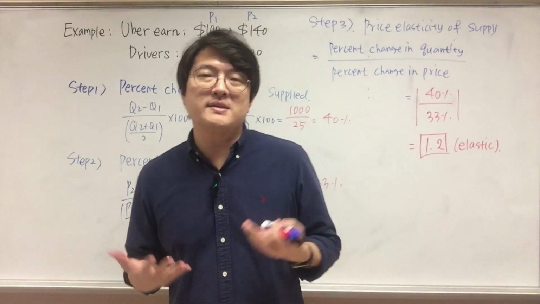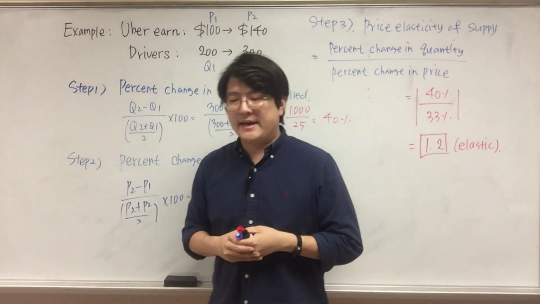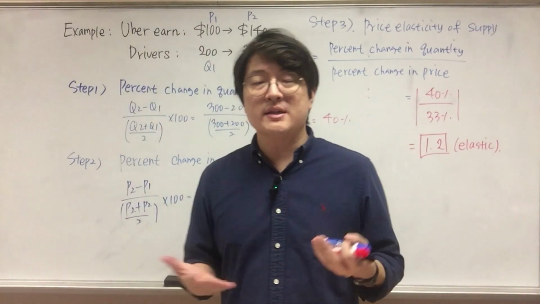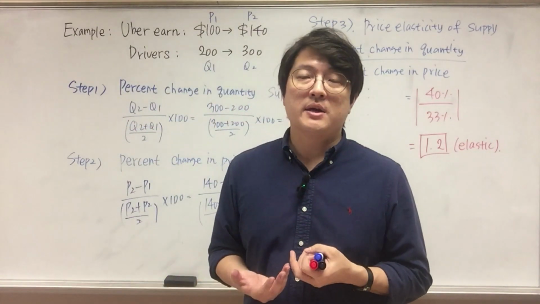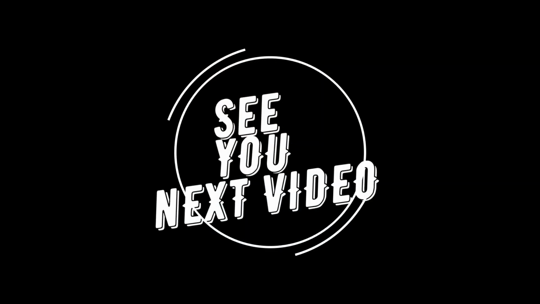Okay, this is all of chapter 5, and next time we will study chapter 6, which is about when the government intervenes in the market. Okay, so thank you.